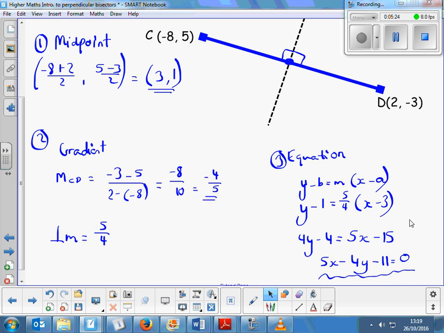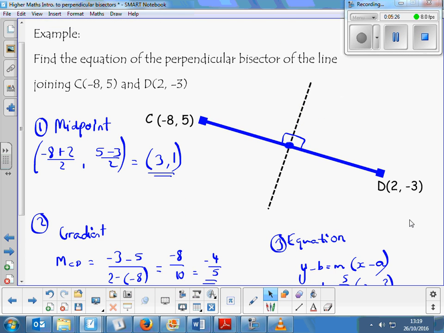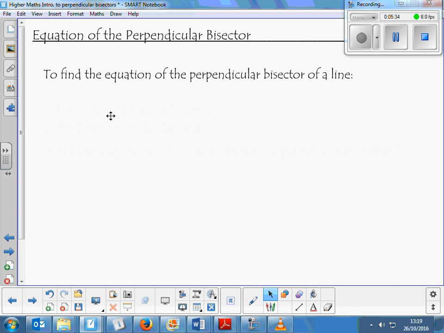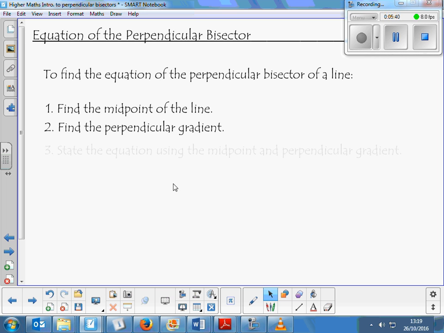Okay, so a little summary of what we do to get our perpendicular bisector. We get our midpoint, we then get our perpendicular gradient, and then we state our equation. So I'm going to write that in a nice little summary. So 1, find the midpoint of the line. 2, find the perpendicular gradient. And 3, state the equation using the midpoint and the perpendicular gradient.